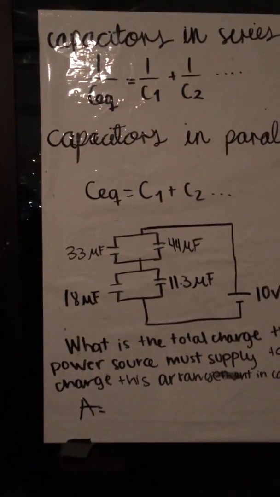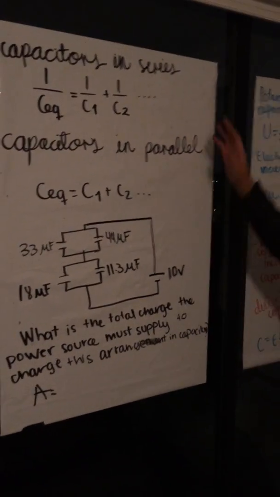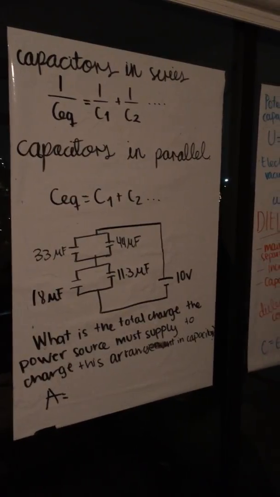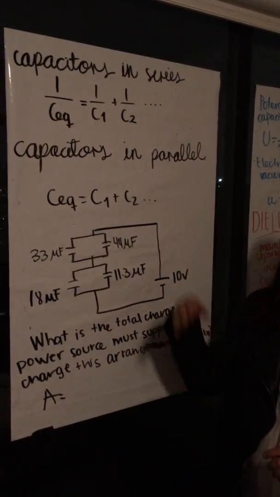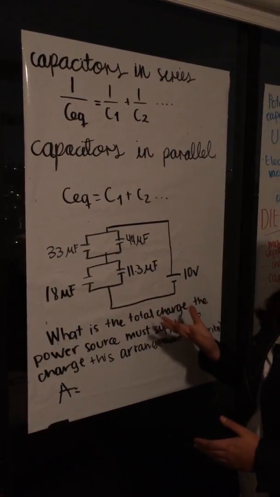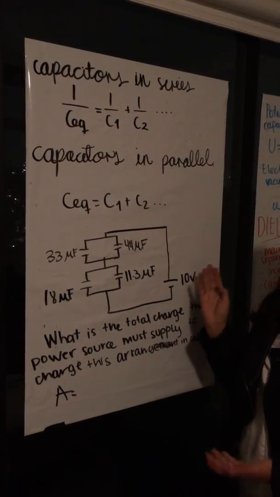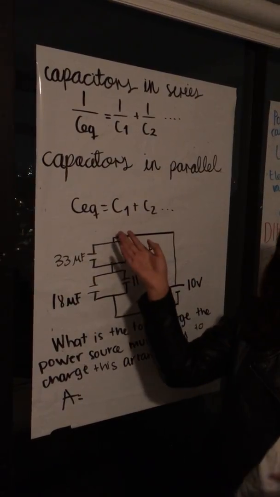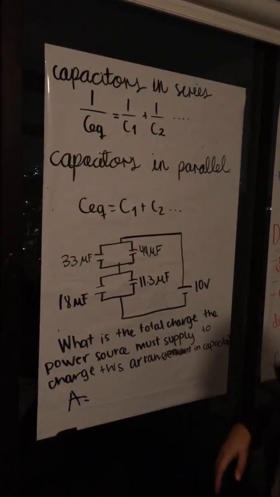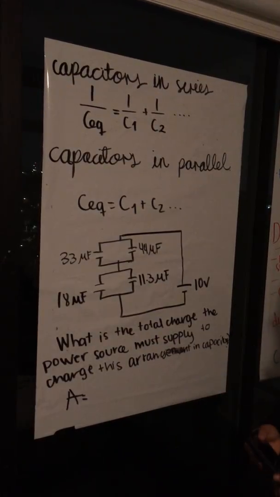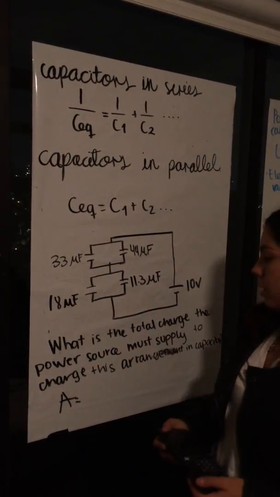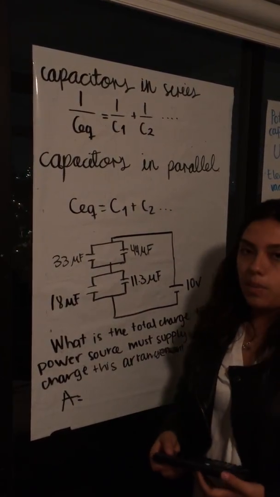We can have capacitors arranged either in series or in parallel. In series, the equivalent capacitor in a circuit is given by the inverse sum of each of them, and in parallel we would just add them up to obtain the equivalent. So here we have an exercise in which we are asked what is the total charge the power source must apply to charge this arrangement of capacitors.